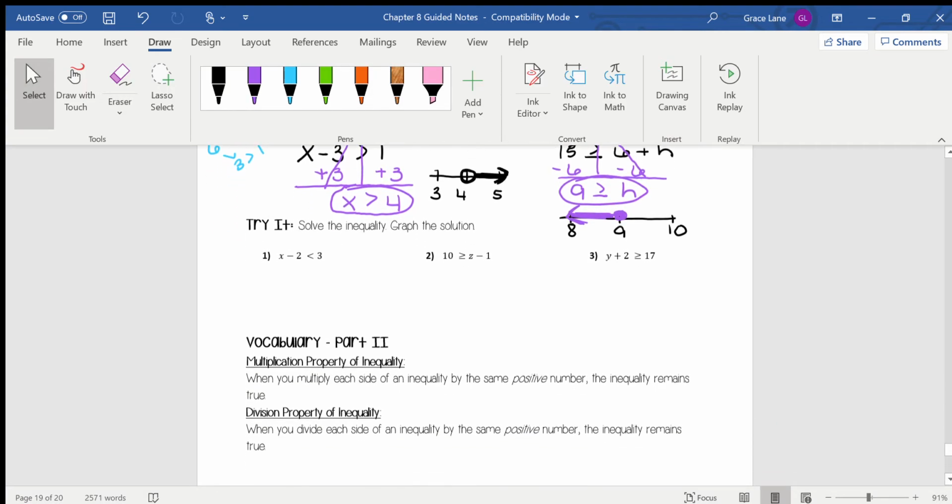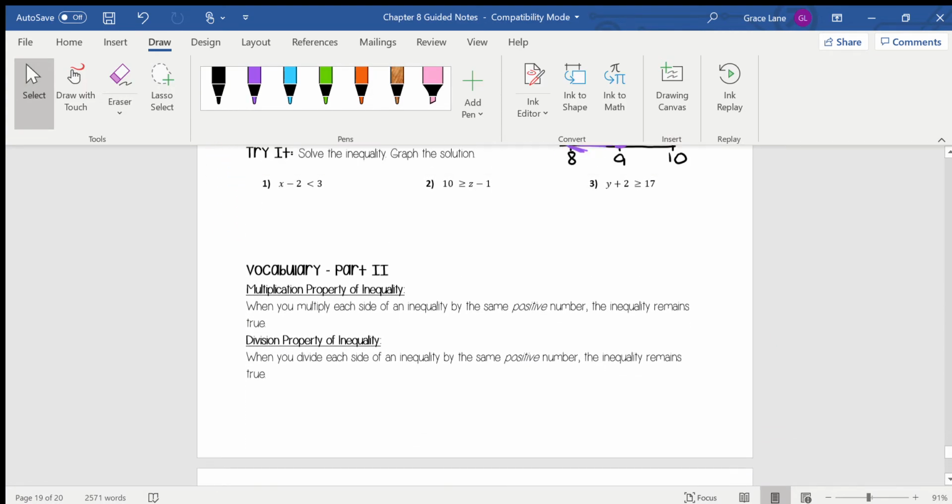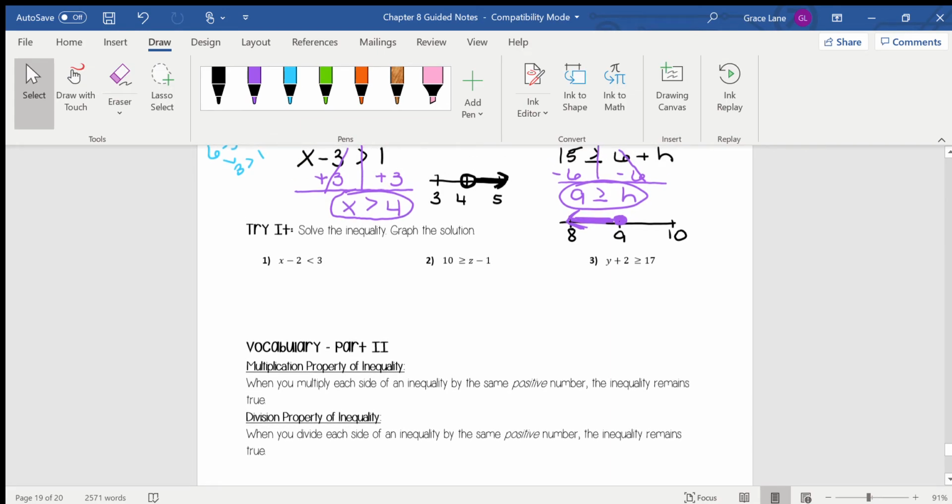All right, you guys pause here, try the try-it questions real quick, and then we'll do some multiplying and dividing. All right, for number 1, I'm just gonna split it like that. The opposite of minus 2 is adding 2 to both sides. So these cancel out, and x is less than 3.